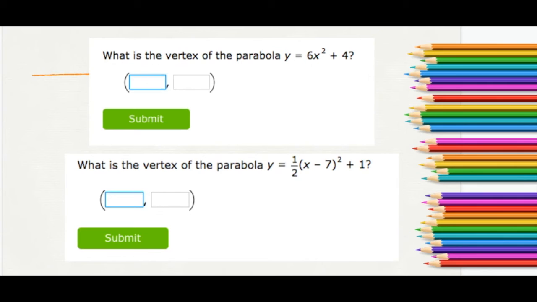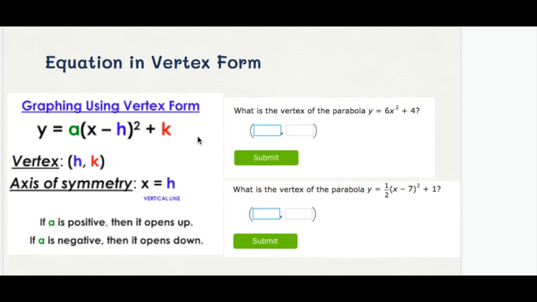Now, what do we do if we're only given an equation and we're asked to find the vertex? Well, there's two ways. Last week we saw the equation of a graph in vertex form. So it's y equals a, parentheses x minus h, squared plus k. H is the x value for the vertex, and k is the y value for the vertex. So with those two numbers, we can find the vertex. So let's take a look at this example. Y equals 6x squared plus 4.